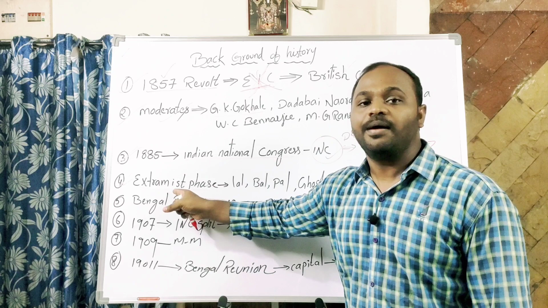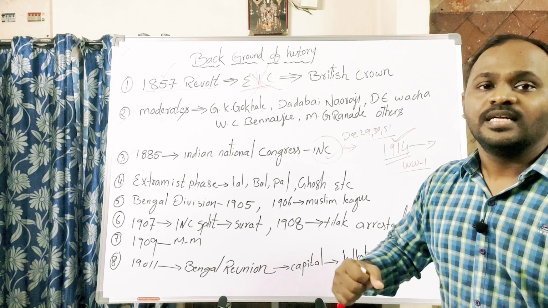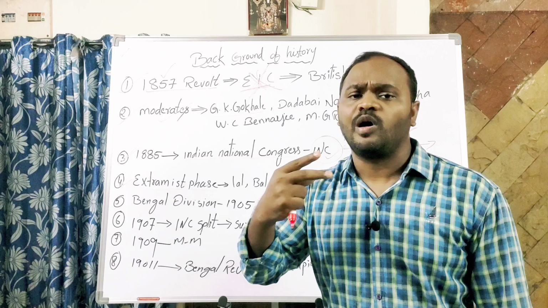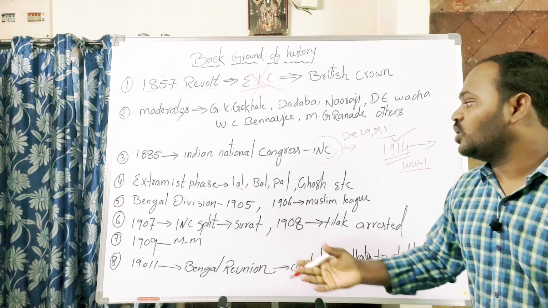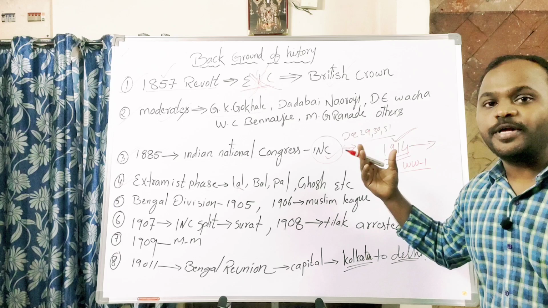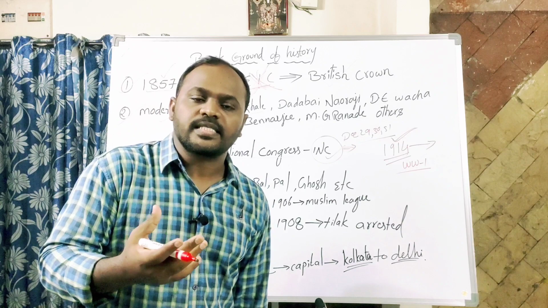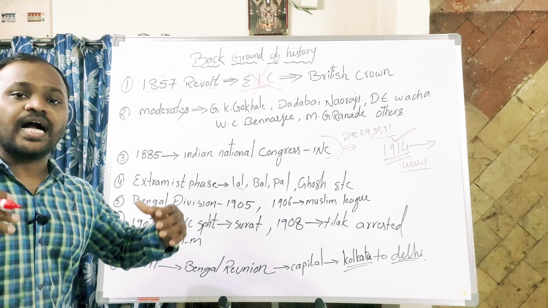Extremist means they're always revolutionary in nature. They're always fighting in nature. They always quarrel in nature. They never request the Britishers. They only demand, they only fight. So who are these extremist leaders? Lala Lajpat Rai, Bal Gangadhar Tilak, Bipin Chandra Pal, Aurobindo Ghosh, and many others, including our Bhagat Singh. Many leaders took up weapons against Britishers, and they were called extremists.